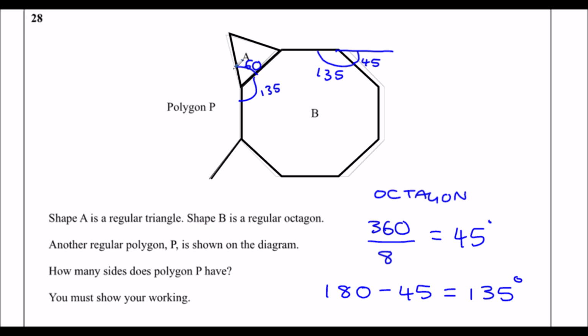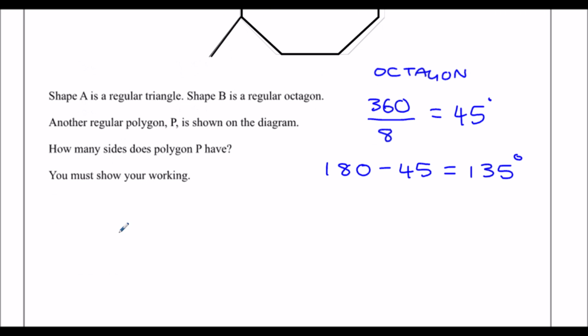So we can work out the interior angle of polygon P by doing 360, take away 60, take away 135. So do this on the calculator. 360, take away 60, take away 135, and that's 165 degrees. So the interior angle of P is 165 degrees.